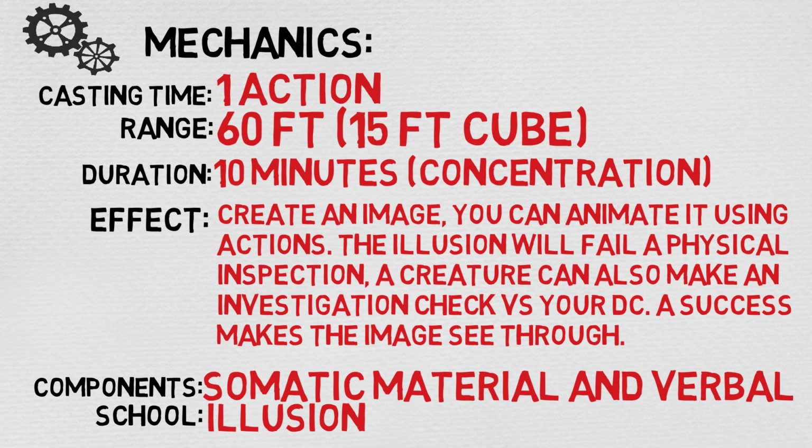The components are the Holy Trinity: somatic, material, and verbal. If you're curious about that material component, it's a bit of fleece, and it's meant to symbolize pulling the wool over someone's eyes. A lot of the spell components have weird relations to the spells themselves, and that's this one's. And the school, unsurprisingly, is illusion, which makes sense. There aren't a whole lot of illusion spells in these early couple levels, so this is certainly one to note.